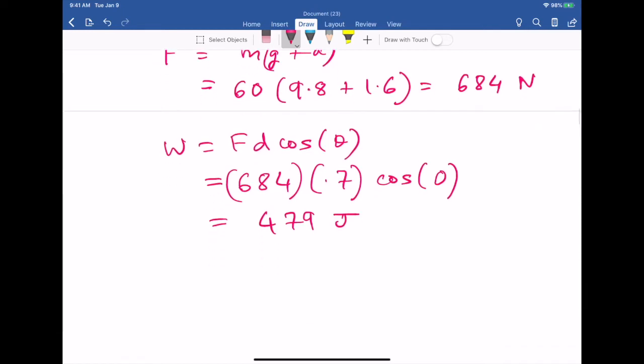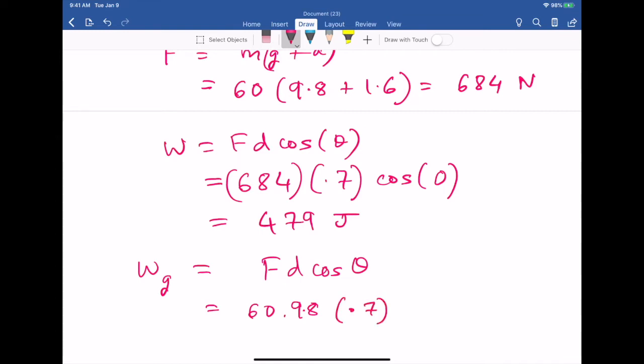We might as well calculate one other thing, which is not asked for on the slide. What is the work done by gravity? So I'll call that Wg. So the force of gravity is going to be mg. So again, we are using the same formula, F d cosine theta. The force of gravity is mg, right? So it's going to be 60 multiplied by 9.8. That's the F. The displacement is the same.